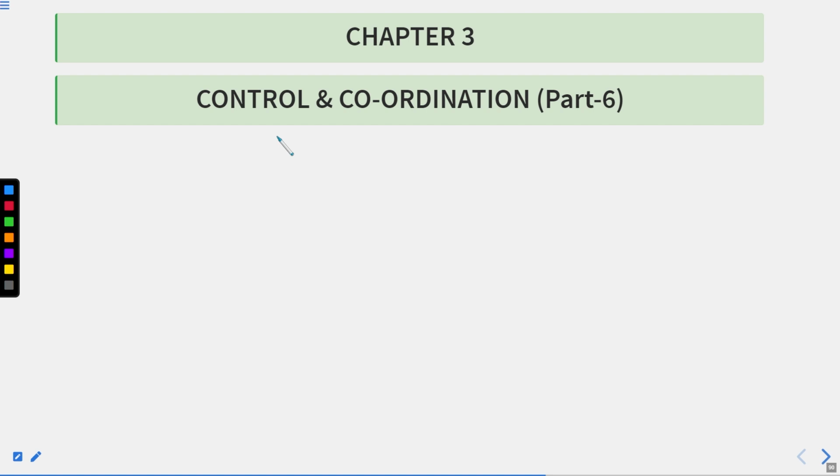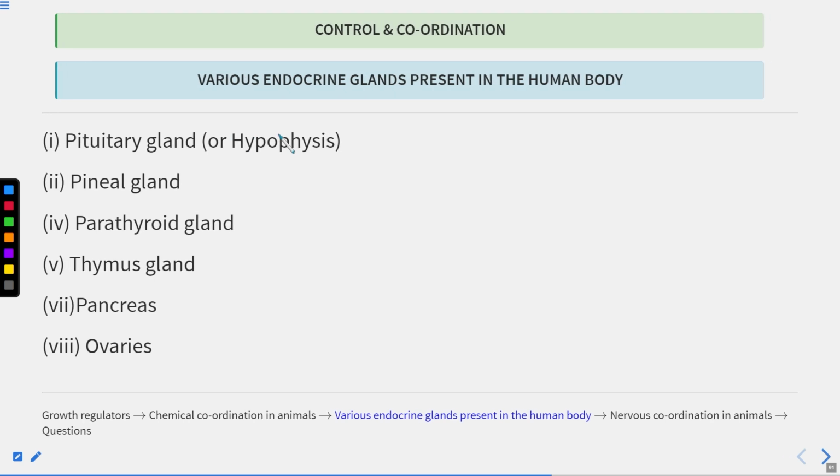In the last lecture, we were studying the endocrine glands. What are the endocrine glands, and what are their secretions? In this lecture, we'll continue the previous lecture and discuss the rest of the endocrine glands. The various endocrine glands present in the human body, I've already told you in the previous lecture.